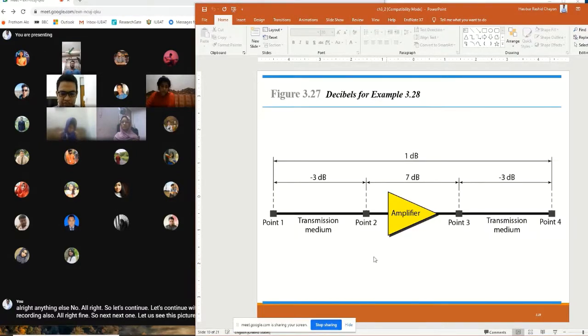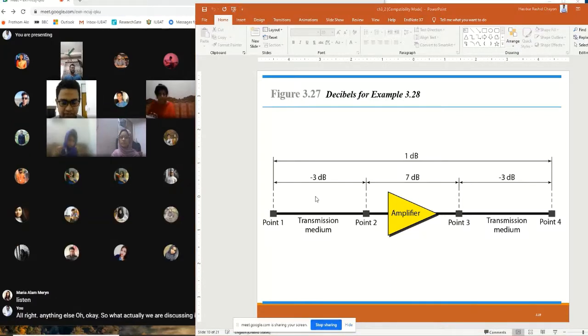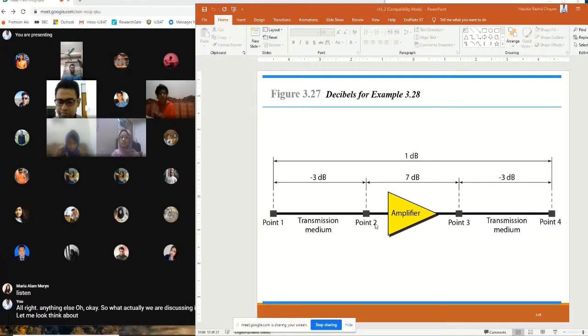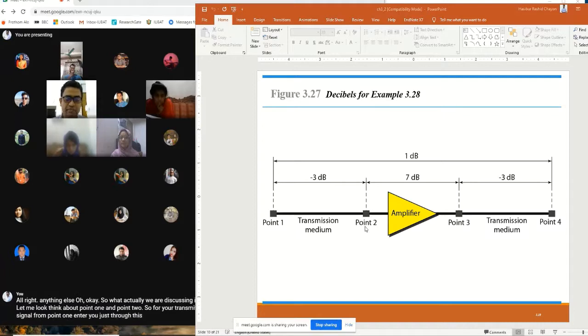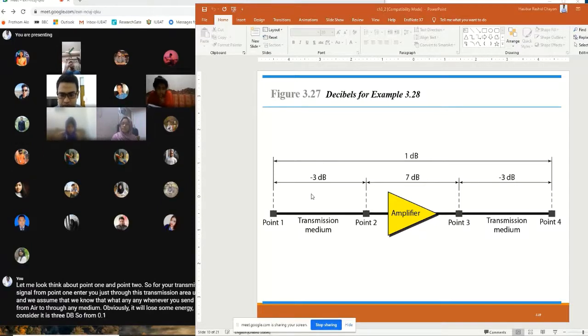Next, let us look at this picture. We have 4 points, 1, 2, 3, and 4. Let's consider them one by one, from point 1 to point 2. You're transmitting some signal from point 1 and it reaches point 2 through this transmission medium. Whenever you send any signal through any medium, obviously it will lose some energy. Let's consider it is 3 dB. So from point 1 to point 2, our loss is 3 dB.